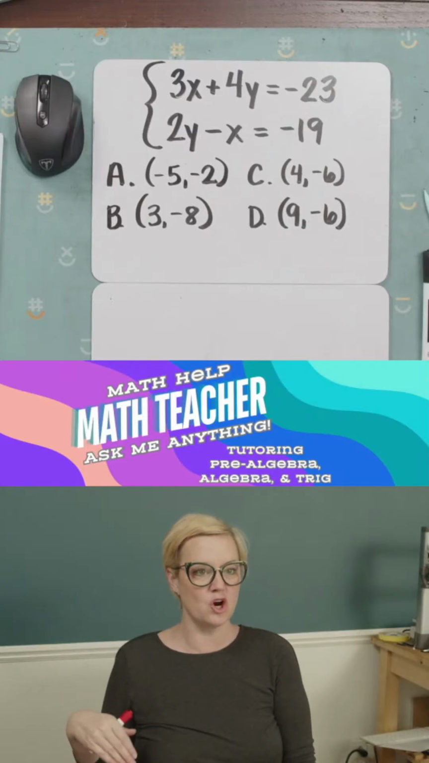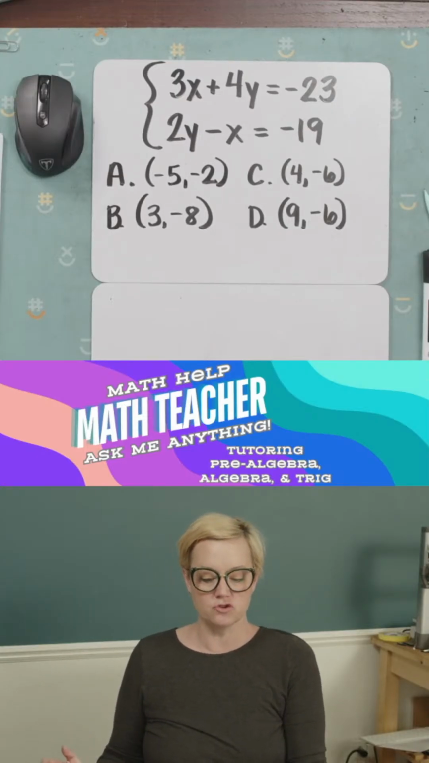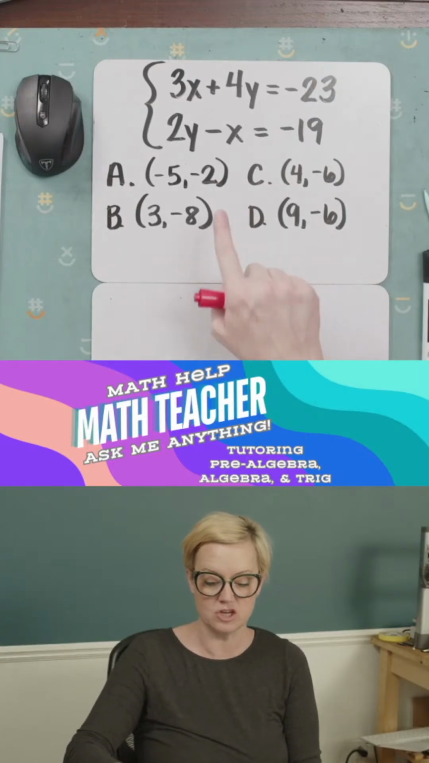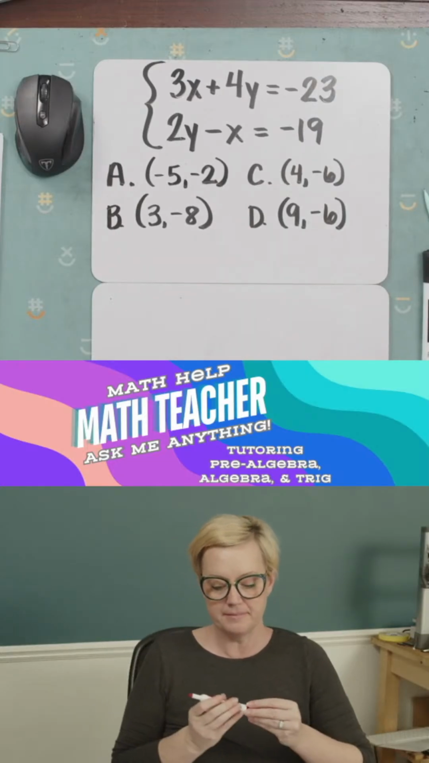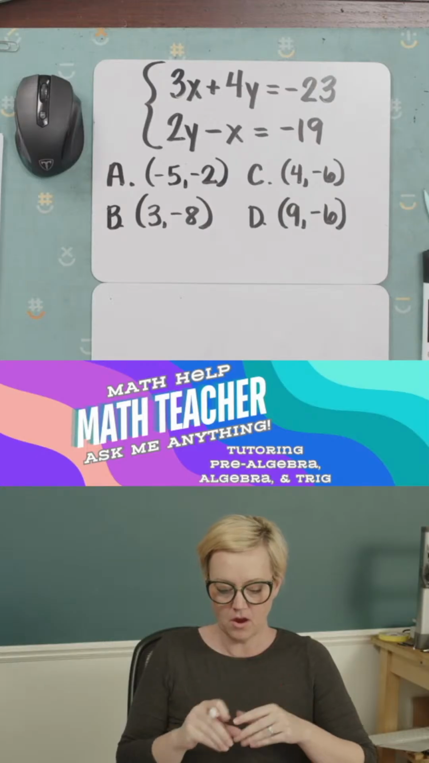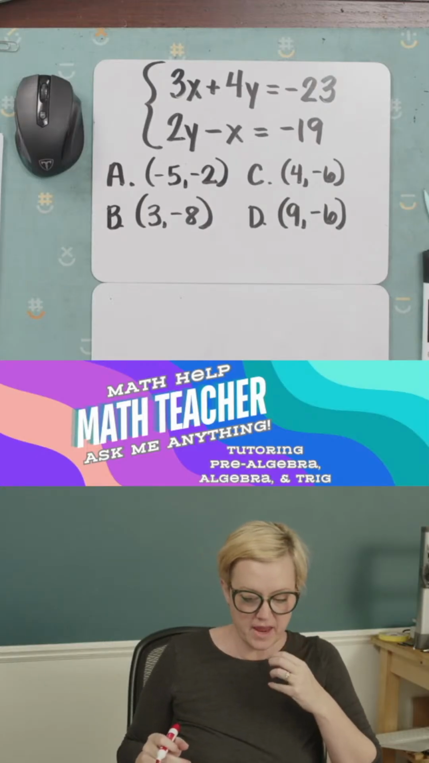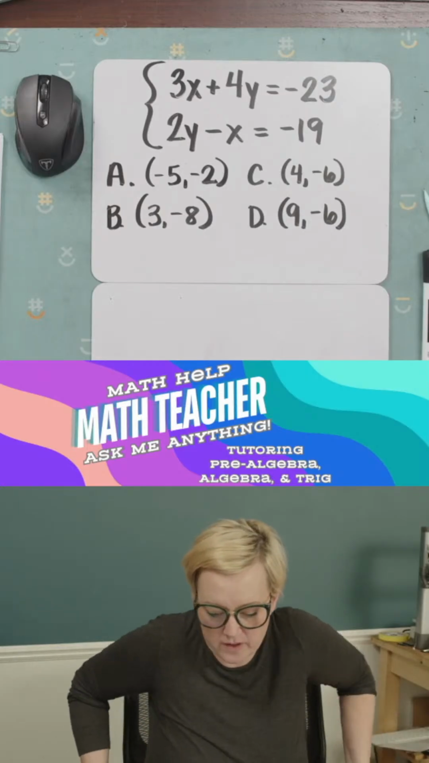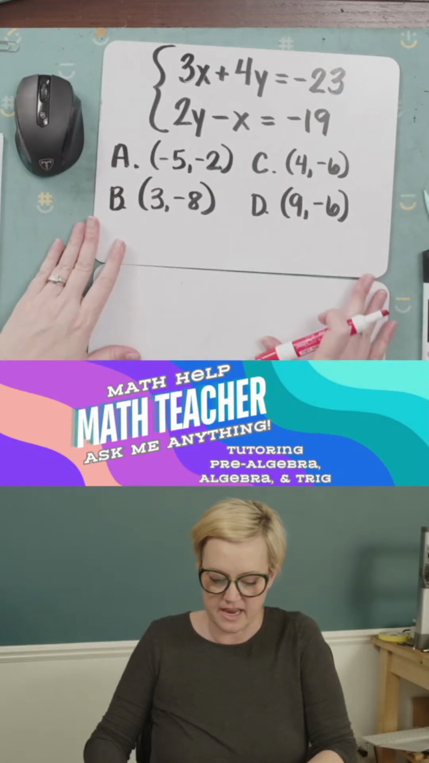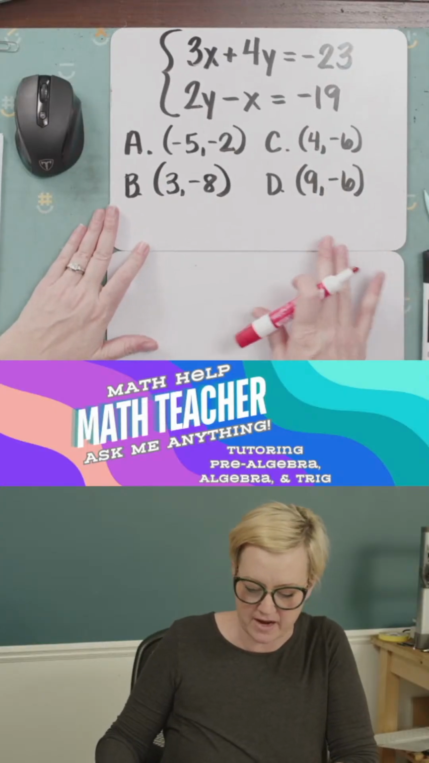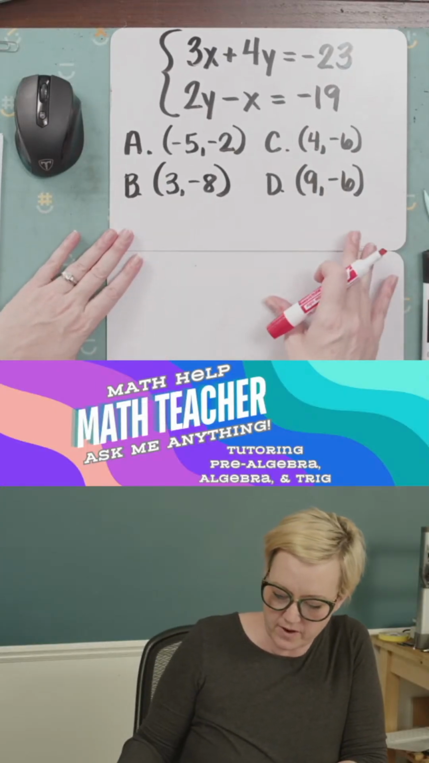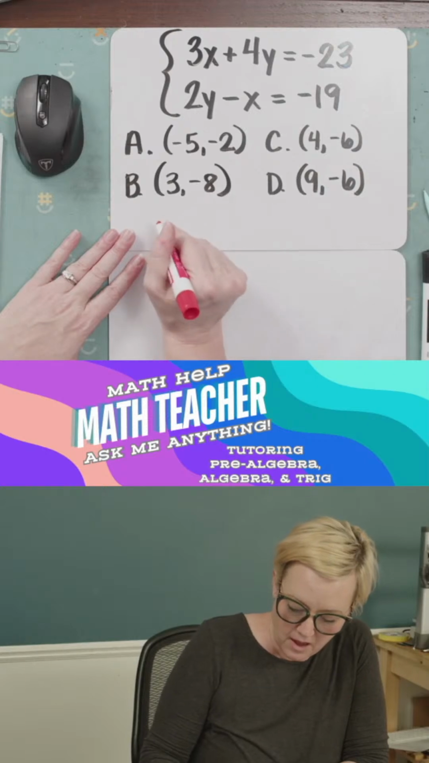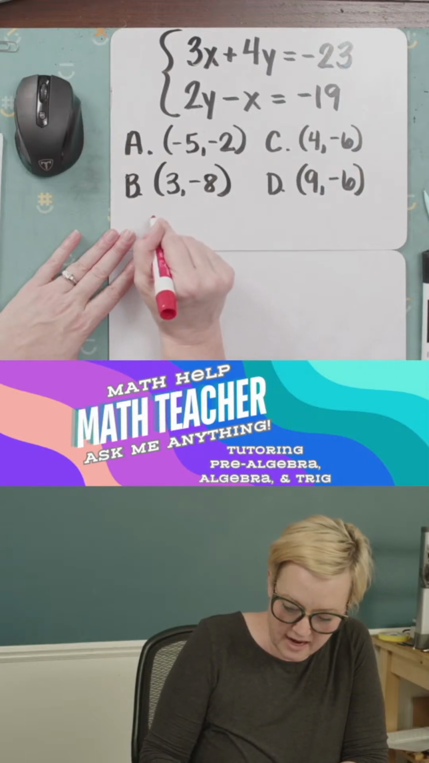So you've got to make sure that you are trying this point or trying this solution in both of them. All right, so let's start with just plugging them in and seeing if they work. Let's just focus on A and B, because everybody seems to be pretty well settled that it's not C or D. Okay, so A is (-5, -2).